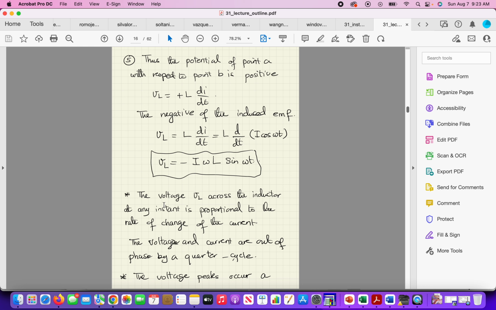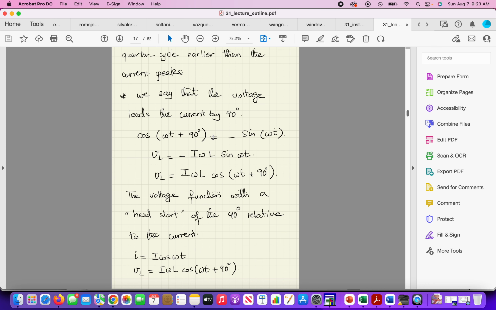Now, the voltage VL across the inductor at any instant is proportional to the rate of change of the current, and the voltage and current are out of phase by a quarter cycle. A quarter cycle means 90 degrees. The voltage peaks occur a quarter cycle earlier than the current peaks. Then here we are going to say that the voltage leads by 90 degrees.